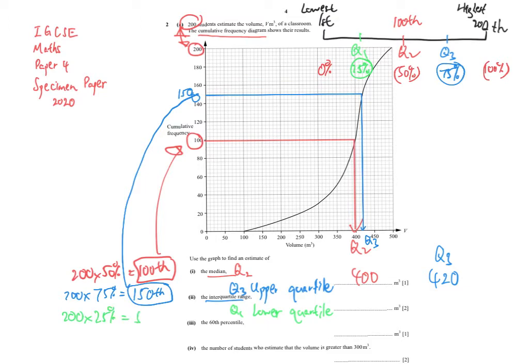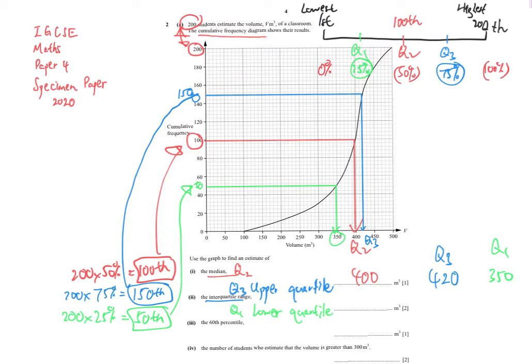For Q1, the position is 200 times 25%, so it should be the 50th. Then we find the 50th right here, and we add a horizontal line. Again, when the horizontal line touches the curve, we draw a vertical line downwards, and then we get Q1. It should be 350. So Q1 is 350.